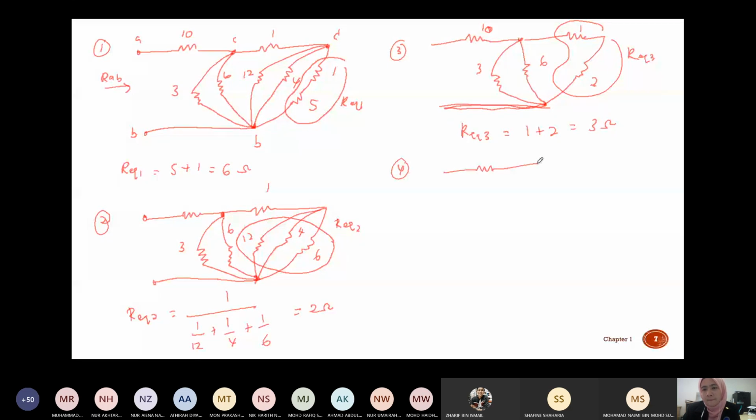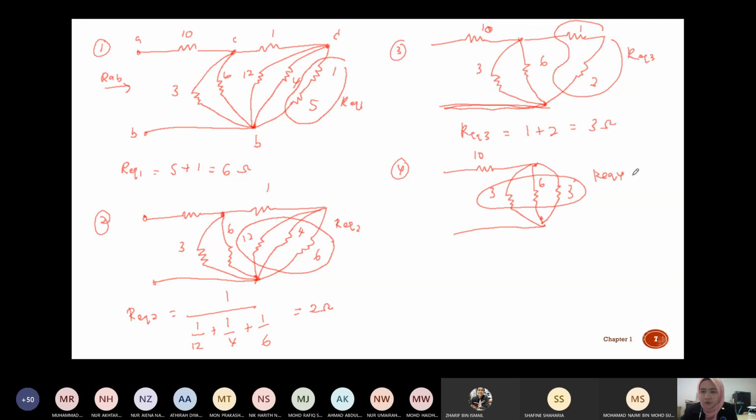You have 10. Now you have this one, you already found the R equivalent. So you have 3 ohm, you have 6 ohm, you have 3 ohm, and this is 10. You can see that 3 ohm, 6 ohm and 3 ohm are in parallel. So this is R equivalent 4.